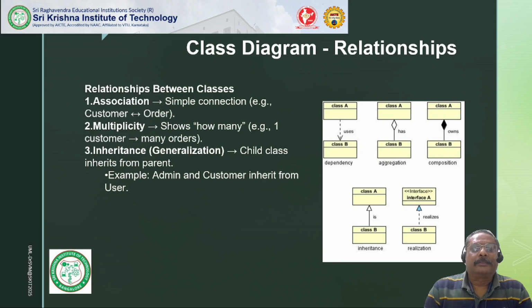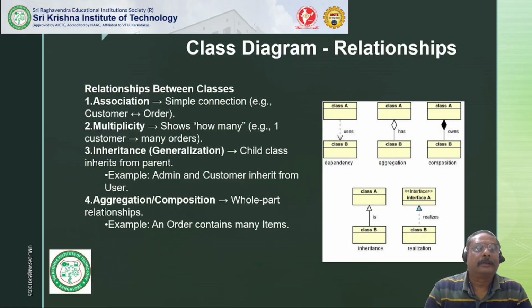Inheritance or generalization, that is the child class inherits the properties from the parent class. So admin and customer inherit from user. This simplifies the working if we go for inheritance. And then aggregation or composition, that is a whole-part relationship, that is an order contains many items. So when you talk about an order, it contains many items.